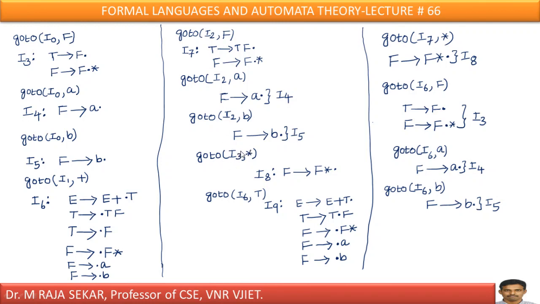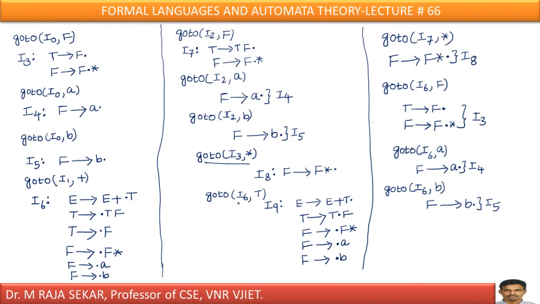In a similar manner, just consider I3. Fortunately, we have productions for I3 here only. What does it mean? This dot has reached the final state. Now, which one must I consider? After the dot I have star, therefore I3 comma star. I3 comma star means this dot must be moved to the right side, F goes to F star dot. This is, let me say, I8.